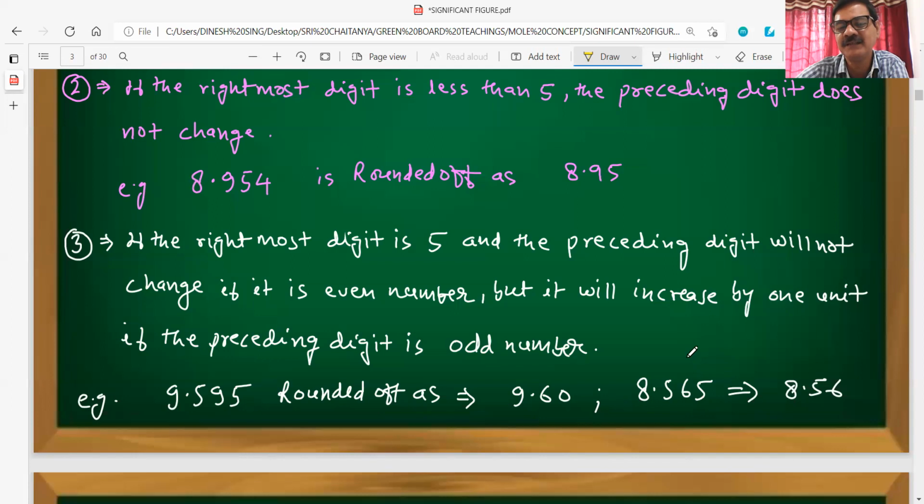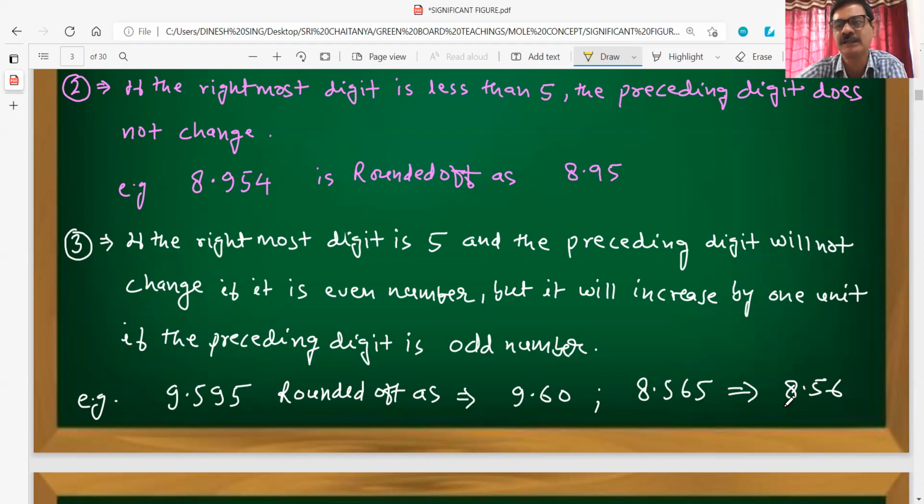If it is an even number, like 8.565, we want to remove this 5 and the preceding digit is the even number. So this will not change. So our answer will be 8.56. Simple thing. So these are the 3 rules for rounding off, or for removing the last digit, the rightmost digit.